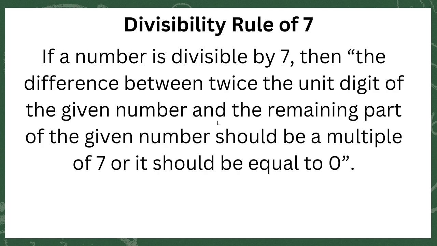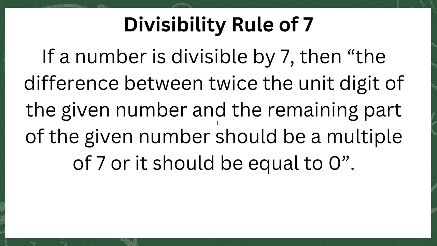The divisibility rule of 7. If a number is divisible by 7, then the difference between twice the unit digit of the given number and the remaining part of the given number should be a multiple of 7 or equal to 0. So we will look at the unit digit of that number. We will multiply it by 2 and subtract that answer from the remaining part of the number. If the difference is a multiple of 7 or 0, it means that number is divisible by 7.